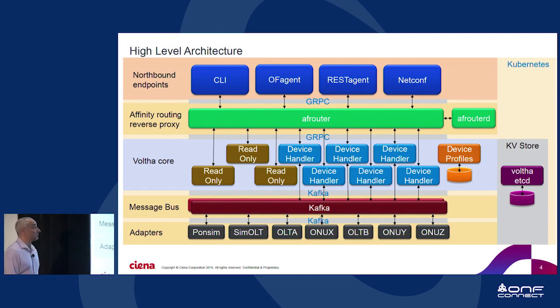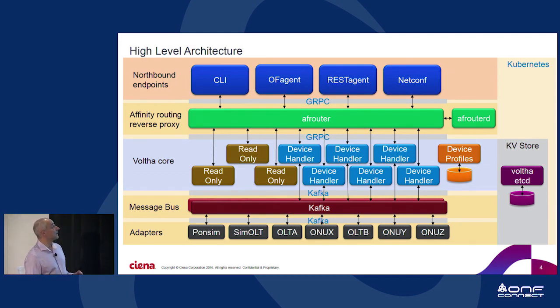So some of the important changes that we've made are we've added an affinity routing reverse proxy. The affinity routing reverse proxy takes care of making sure that load is properly distributed and the system understands where to send requests. It also handles active-active capabilities, which means that even if you lose one of the device handlers, or two, the system keeps operating normally. Okay?